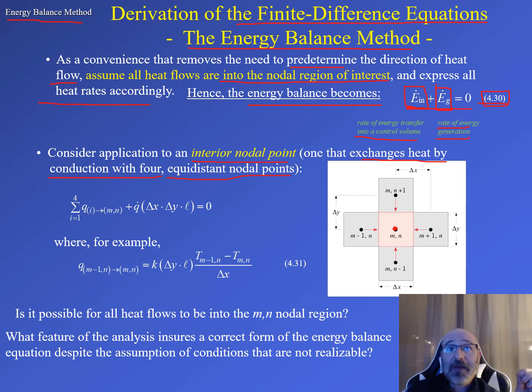So if this is our M, N, we want our 4 equidistant nodal points. If we go up here, then we have an M, N plus 1 because we're moving up in our Y direction, or our N direction, in our M, N coordinate system. So that's an N plus 1, going up 1 node in that Y direction. This is an M, N minus 1 because we're going down 1 in that direction.